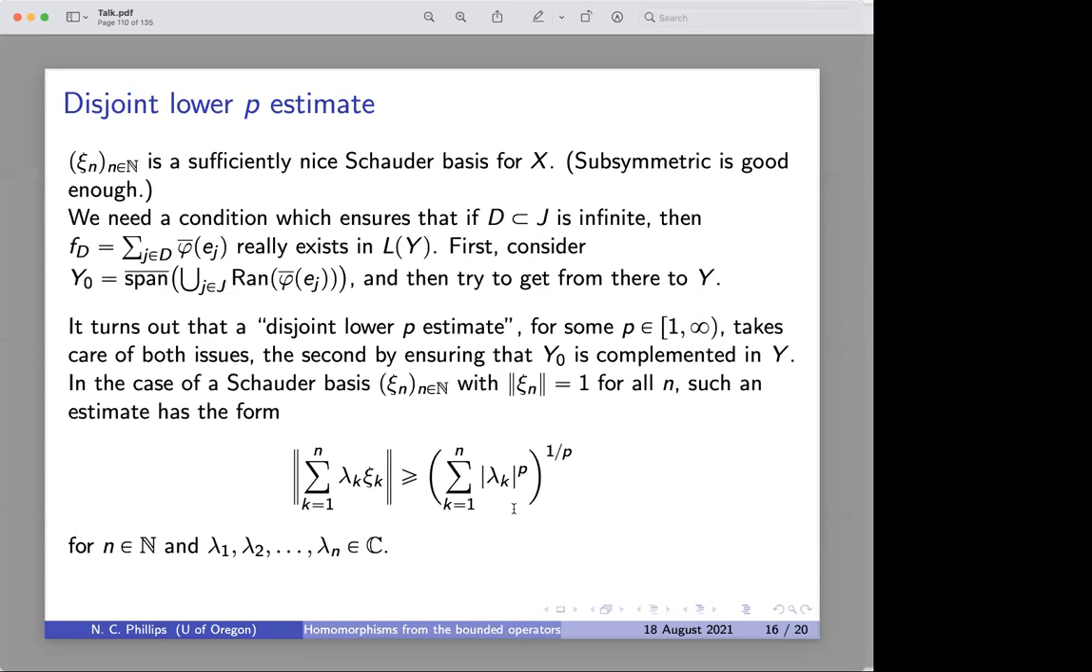So for a Schauder basis, this is what this P estimate looks like. It says that when you take scalar multiples of basis vectors, only finitely many of them, it extends to arbitrary sums by continuity, then the norm of the sum is bigger than or equal to the little LP norm of the coefficient list. And I won't go through how this actually works. There's some estimation to be done.